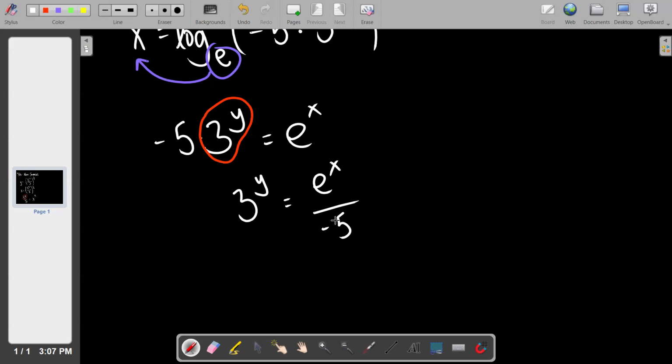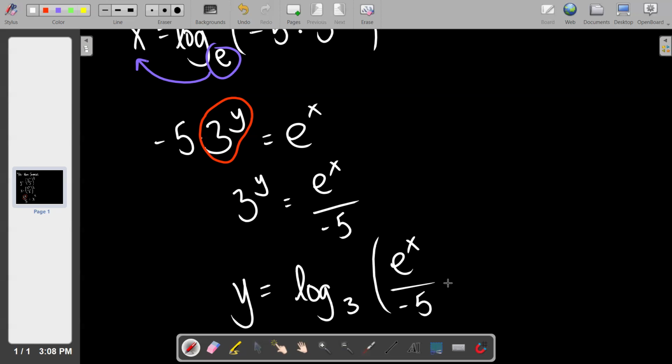Sorry. Everybody know the answer to what we do next? Log base 3, both sides. Good. I had them too close. So the log with a base of 3 creates a redundancy on the left side. Log base 3 of 3 to the blah, blah just always equals blah, blah. So by logging, I can just be done. I can now say y is equal to log with a base of 3 of the quantity of e to the x over -5.